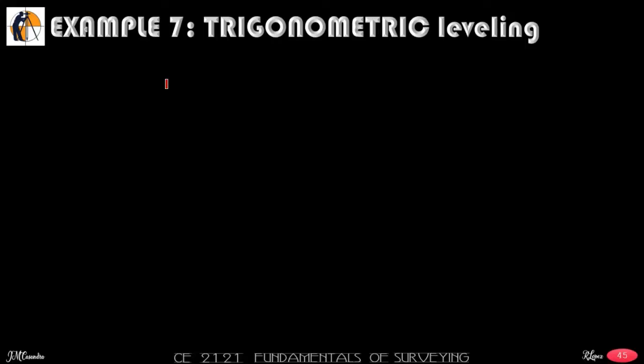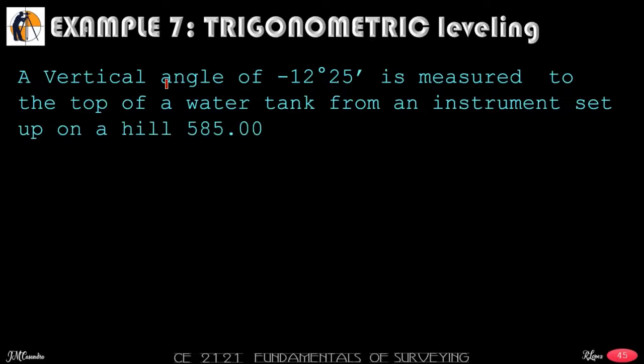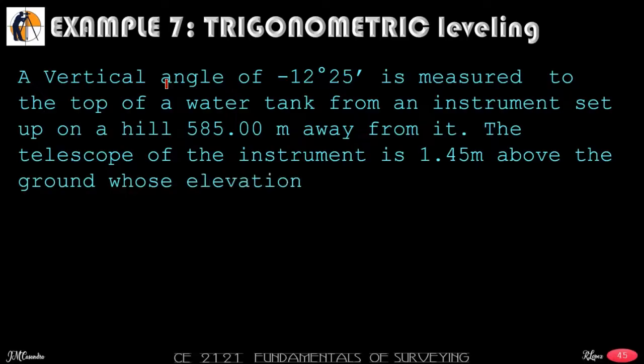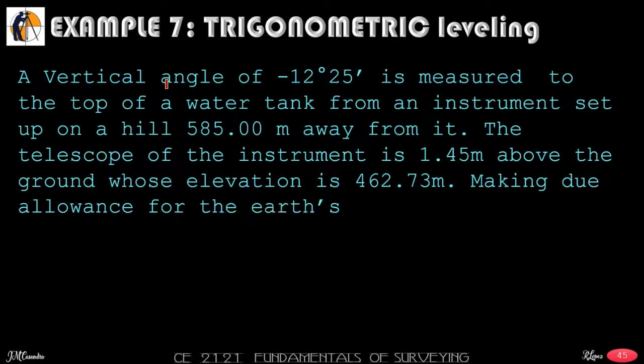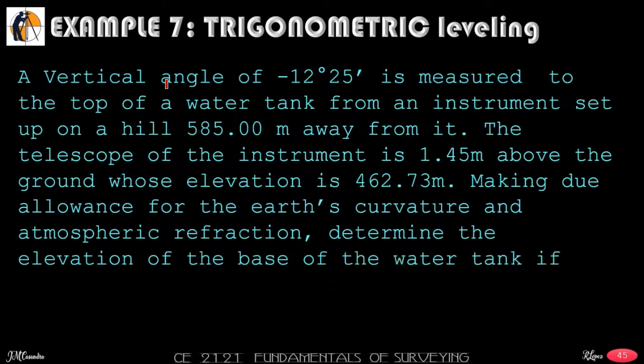So next example, number 7, trigonometric leveling. A vertical angle of negative 12 degrees, 25 minutes is measured to the top of a water tank from an instrument set up on a hill 585 meters away from it. The telescope of the instrument is 1.45 meters above the ground, whose elevation is 462.73 meters. Making due allowance for the Earth's curvature and atmospheric refraction, determine the elevation of the base of the water tank if the tank is 32 meters high.